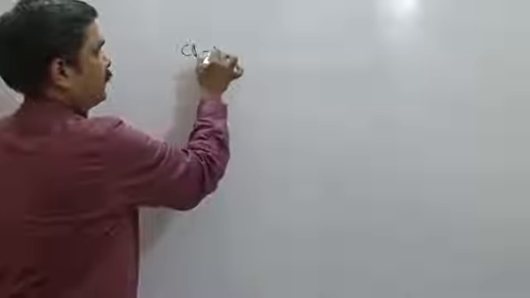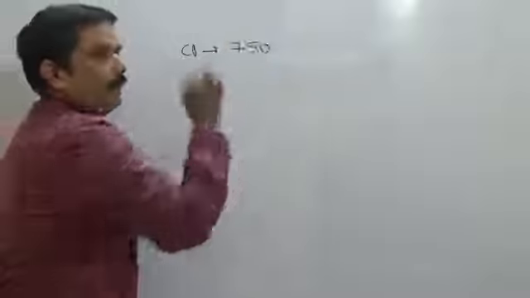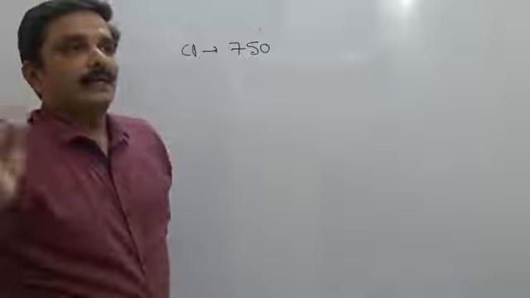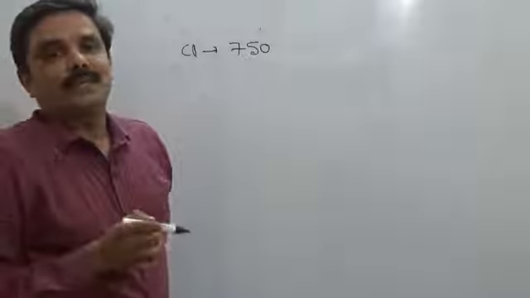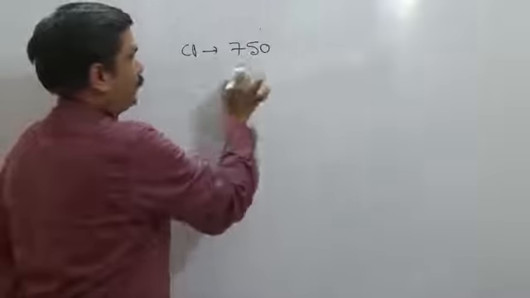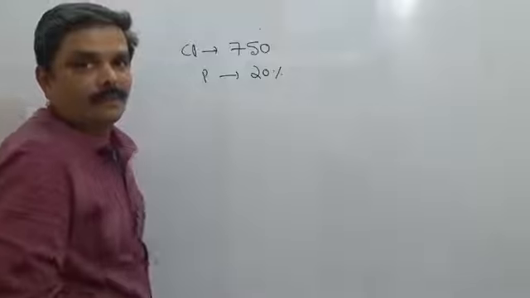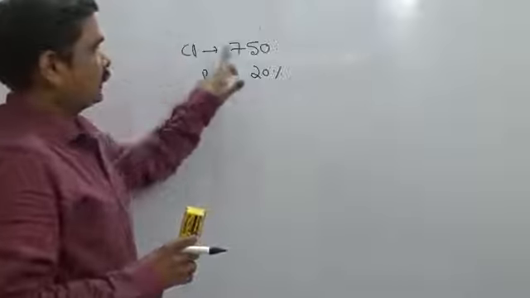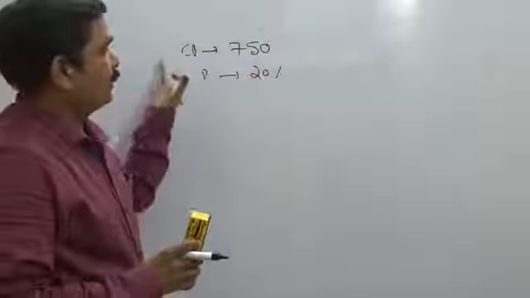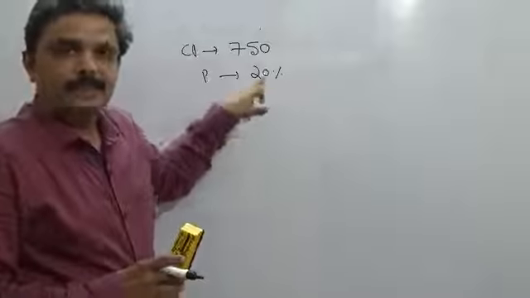I am doing the third problem. The cost price of an article is, let us say, 750. Now the question is, for how much he has to sell the product to get a profit of 20%? Listen to this question carefully. The cost price of an article is 750. For how much he has to sell the product to get a profit of 20% is the question.